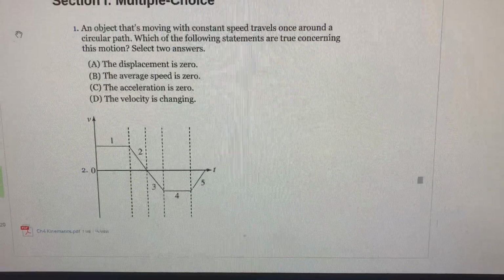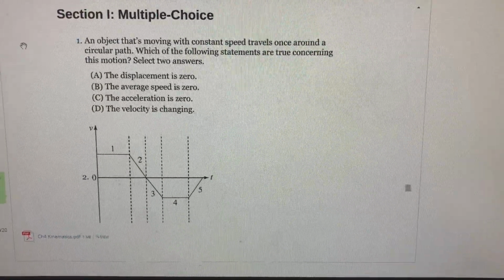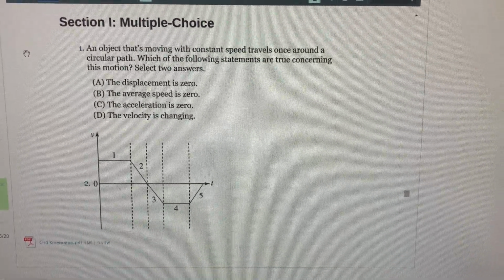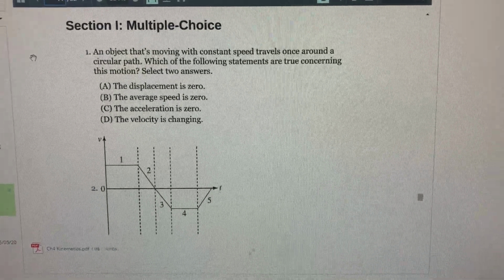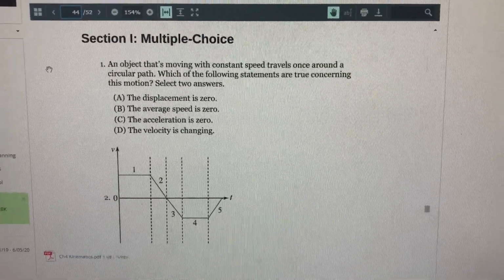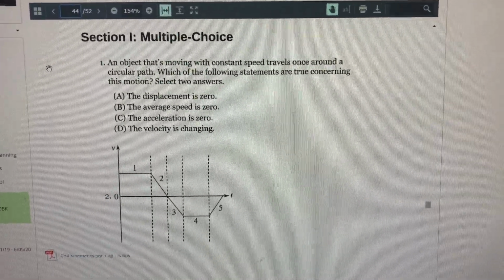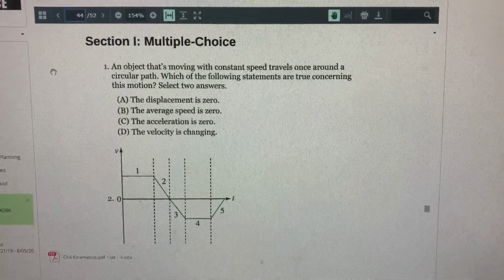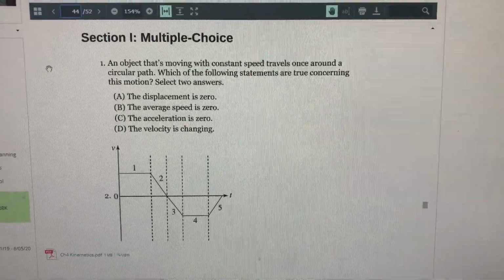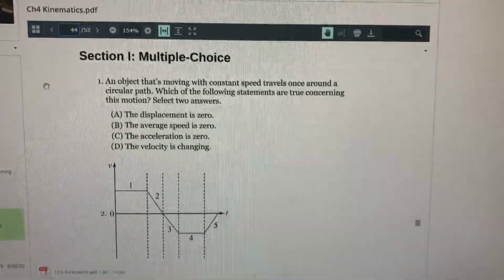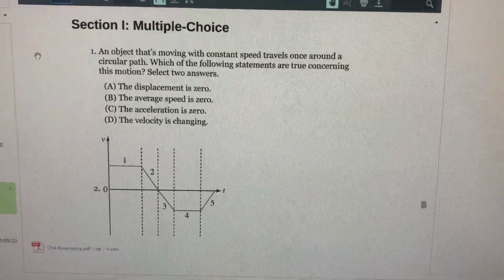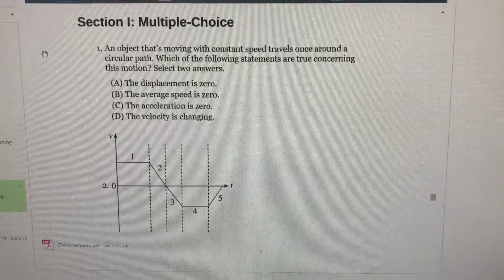The first question asked: objects moving with constant speed traveling once around a circular path. Which of the two following statements are true concerning the motion? The two true statements are that the displacement is 0 and the velocity is changing. Displacement measures your initial and final positions, and if you end up at the same exact point that you started at, your displacement is 0.